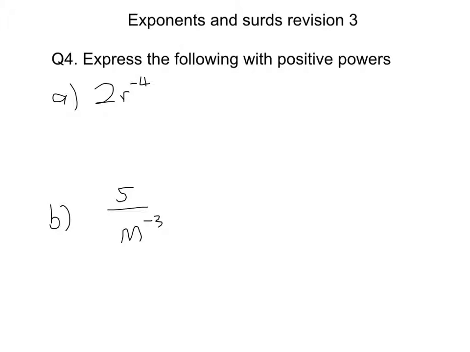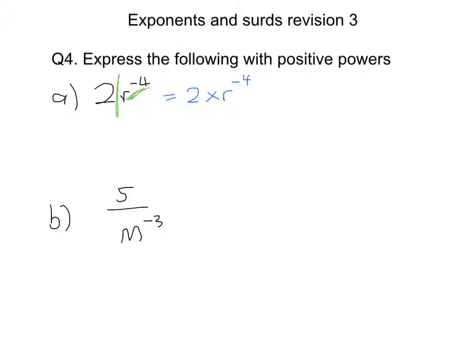First one here, we have to express the following with positive powers. I'm just going to rewrite this one as 2 multiplied by r to the power of -4. It's just going to separate these two sections here. The power is only applicable to the r and not to the 2. So that's why I've separated them a little bit so that you can identify which is which.